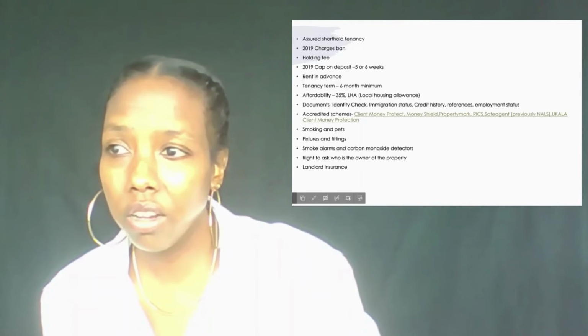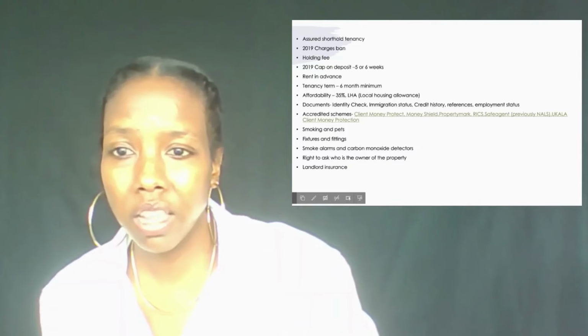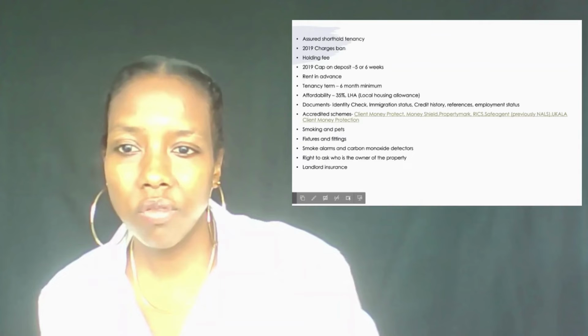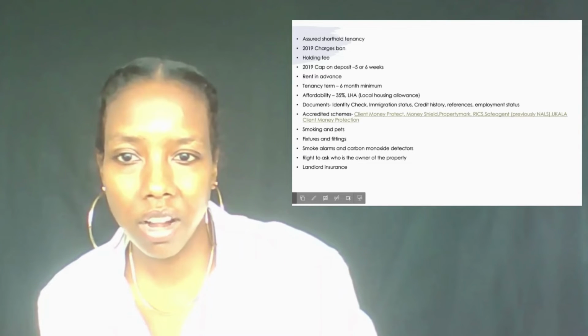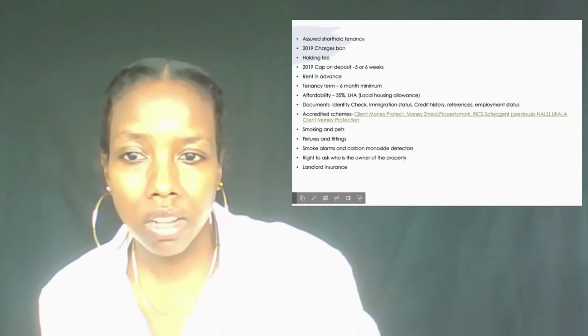Smoking and pets. Are you allowed to smoke in the property? Can you have pets? What size pets can you have? Are you not allowed pets at all? Fixtures and fittings: smoke alarms and carbon monoxide detectors have to be in place, right? You have the right to ask who is the owner of the property as well.